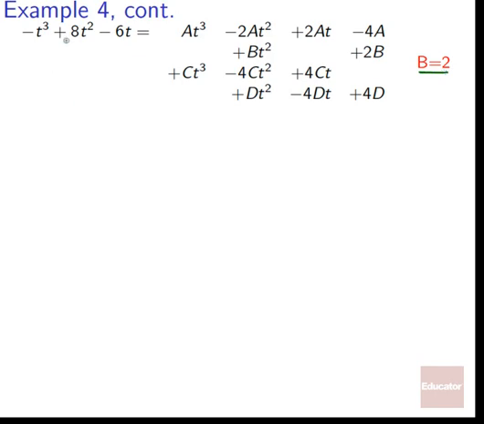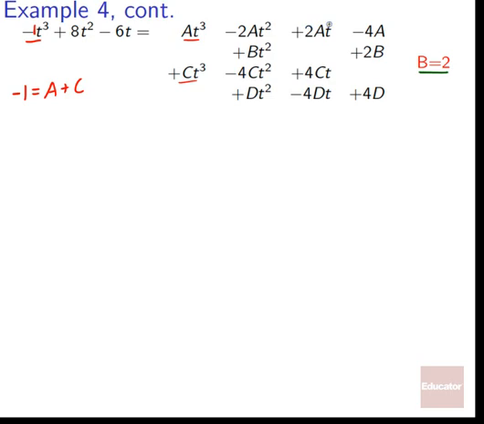And now we've got negative t cubed plus 8t squared minus 6t equals at cubed plus ct cubed minus 2at squared plus bt squared minus 4ct squared plus dt squared plus 2at plus 4ct minus 4dt minus 4a plus 2b plus 4d. Okay, so at this point, let's put columns to columns. So negative t cubed goes to our at cubed plus ct cubed. So it must be that negative 1 is equal to a plus c.